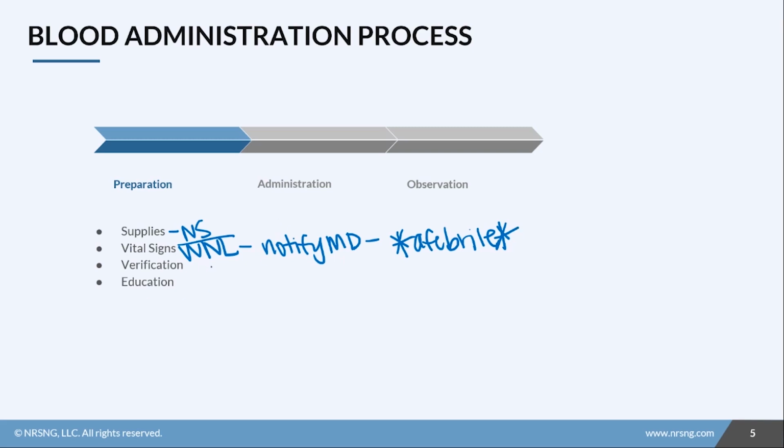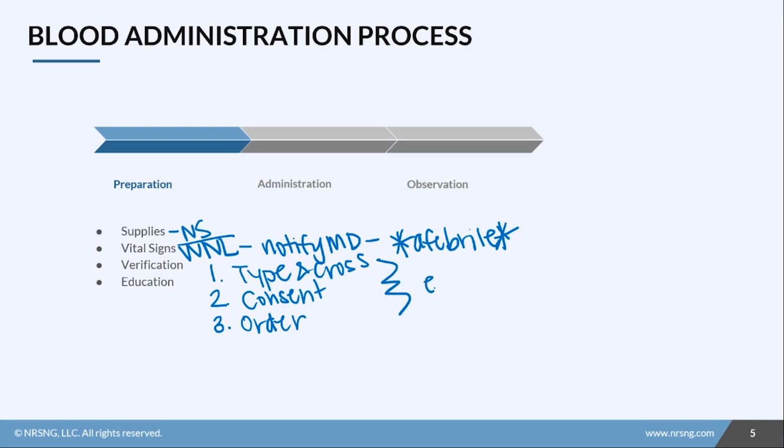Next, we have verification. There are 3 main things that you need to verify before you even send a request to the blood bank for a blood product. We need to make sure we have a type and cross. The patient needs to sign a consent, and you need an order to transfuse.